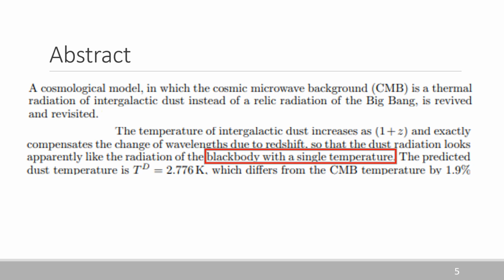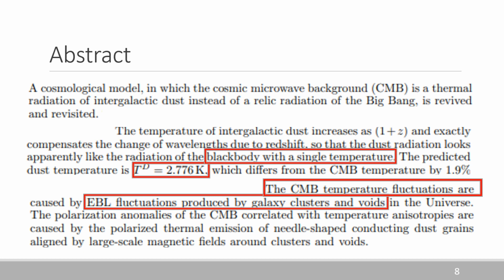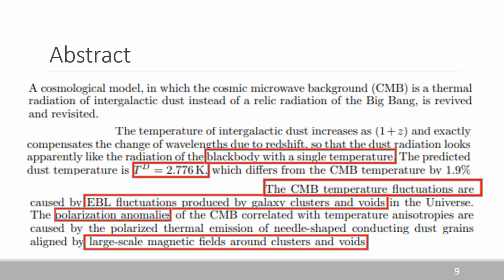For one, it looks at how this dust theory could explain why the CMB is a black body with a single temperature, and what the predicted temperature of the dust would be in this theory, which is 2.776 Kelvin, and how that compares to the current CMB temperature. It then goes on to look at the temperature fluctuations of the CMB, and in the dust theory, it explains these fluctuations using clusters and voids in the universe, and the EBL fluctuations those cause. It also looks at the polarization fluctuations of the CMB, and again, in this dust theory, it explains them with clusters and voids and the large-scale magnetic fields around them.